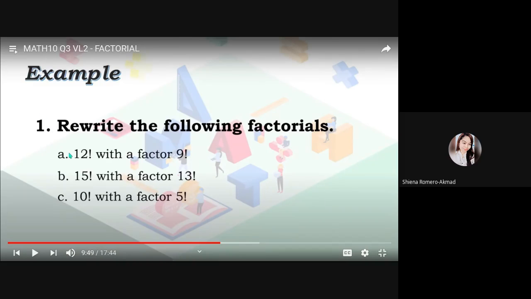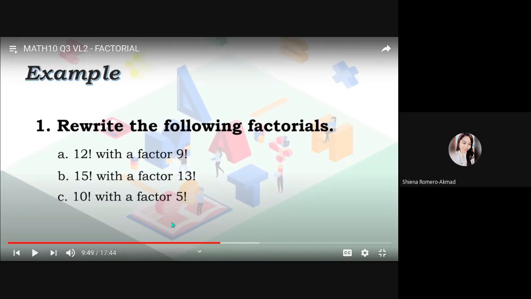Now, let us have example number 1. So, in example number 1, we have A, B, C. And then, ang gagawin natin is we will rewrite it in factors. When we say factor, syempre, that's 12 factorial, di ba? So, that's 12 times 11 and so on and so forth. Pero, dapat yung isa sa kanila ay 9 factorial. So, one of the factors should be 9 factorial.